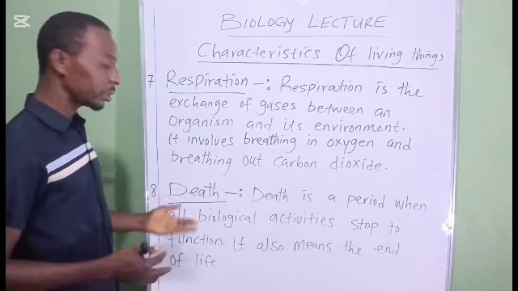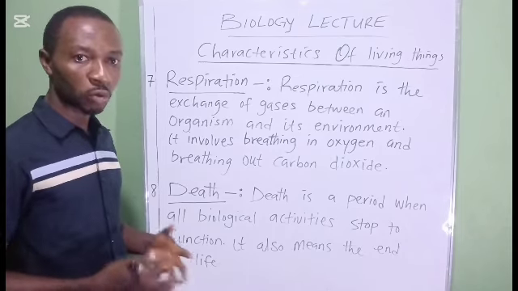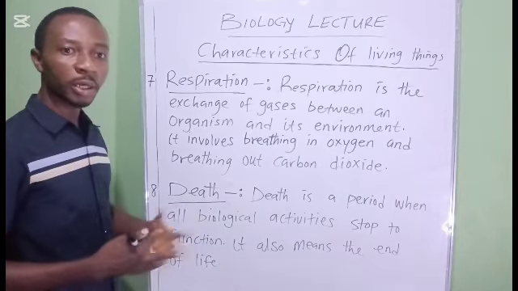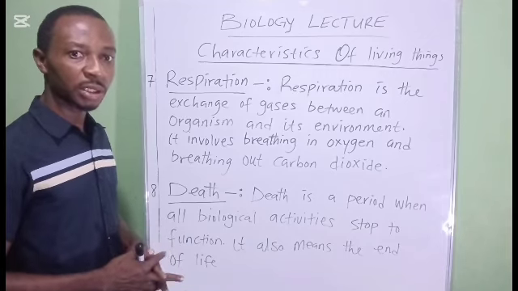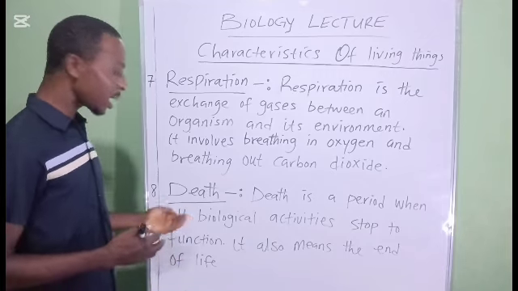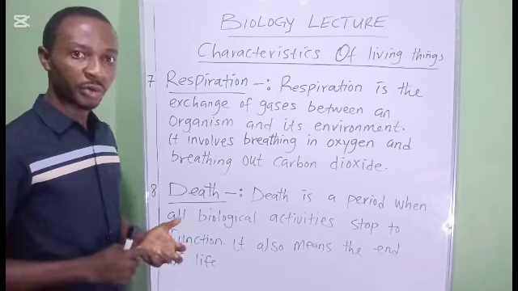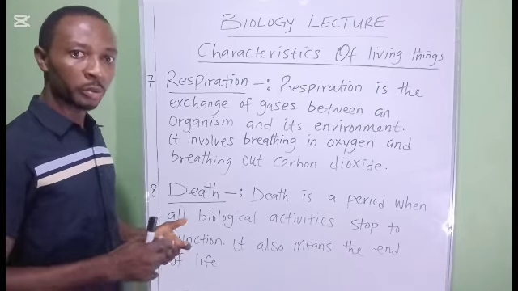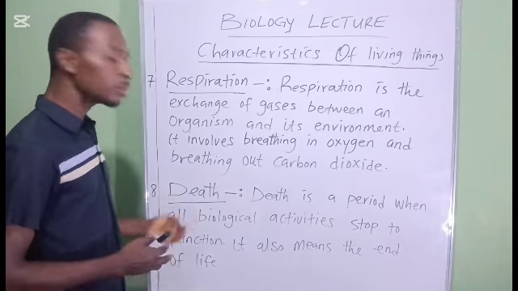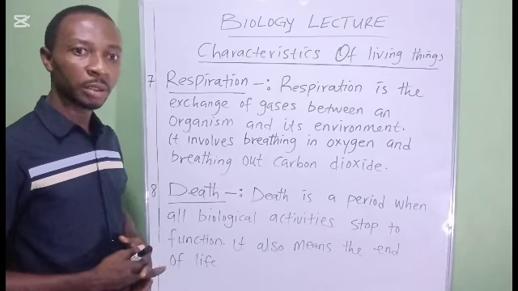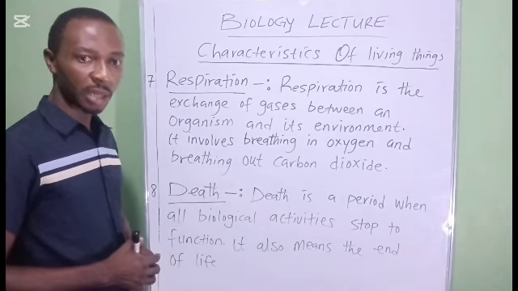So next one is death. We say that death is a period when all biological activities stop to function. During death, the organism or the living thing can no longer do anything. All biological activities will be ceased. So in death, all activities of life will halt, such as respiration, digestion, breathing, movement, even reproduction. The organism can no longer carry out any biological activities again. So death is the end of life.